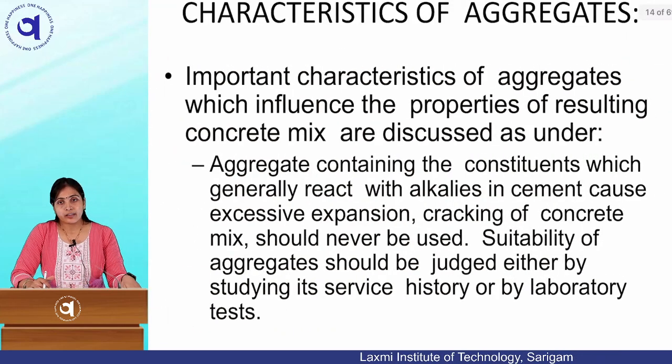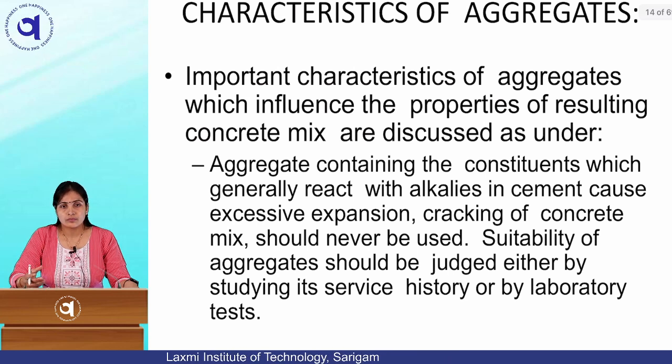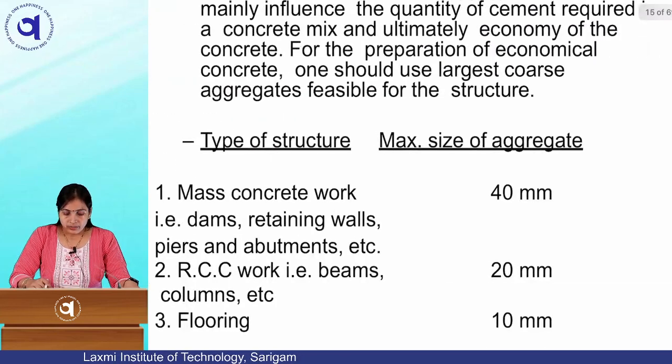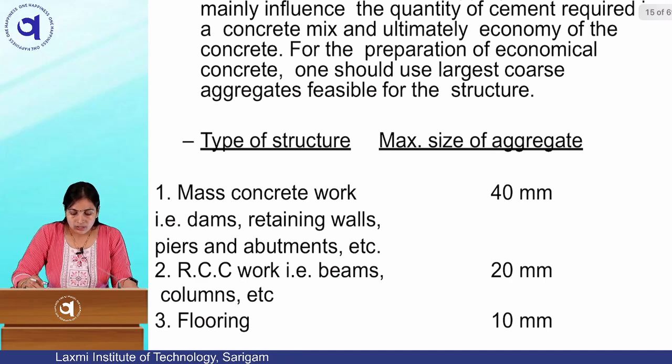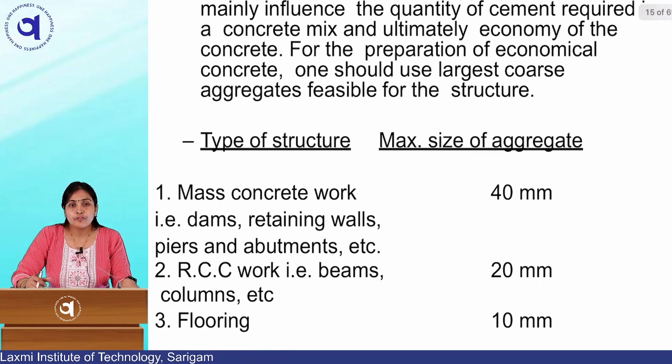What should be the characteristics of the aggregate? Characteristics means its nature: it should not crack, it should be free from alkalis, it should not have excessive expansion, and we should have its history before we buy or use this aggregate. If the characteristics of the aggregate are poor, it influences your cement, and ultimately your economy will be affected.